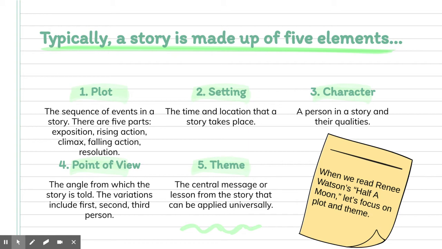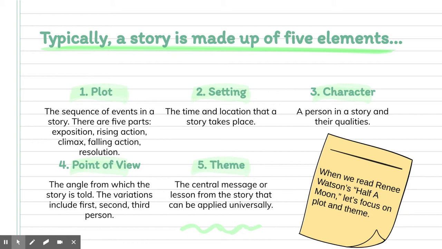The fourth element is point of view, and this is the angle from which the story is told. The variations we'll study this year in this class are first, second, and third person omniscient. So we'll come back to that a little bit later. I don't want to talk too much about that because I don't want to confuse us before we really have a chance to discuss it.